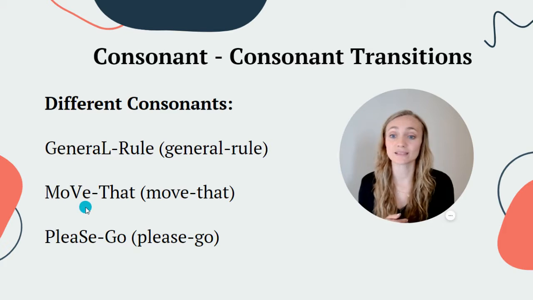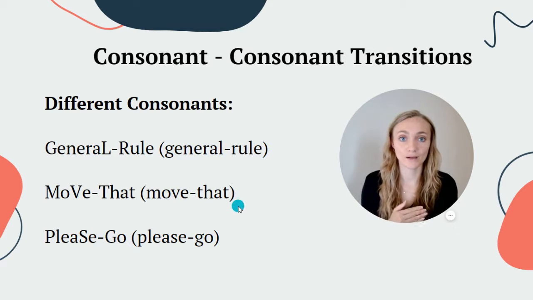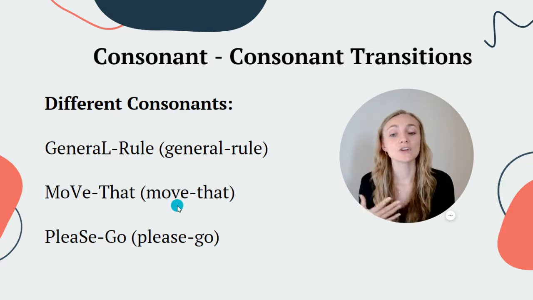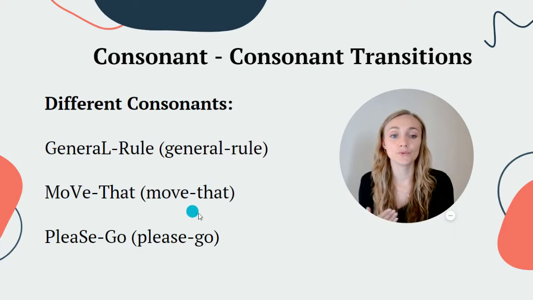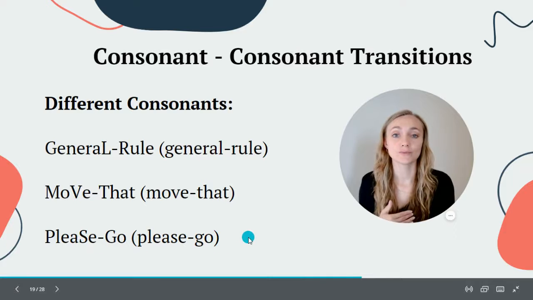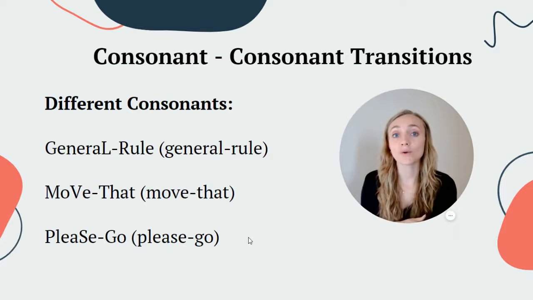Or move that. Recognize that here we don't pronounce the E. This vowel is not pronounced. So we are actually ending in a consonant sound. Move that, move that. And when you practice with me, try to make sure you just don't take any pause. Go straight from the V to the th sound. Move that. Please go, please go. Not please go, please go.